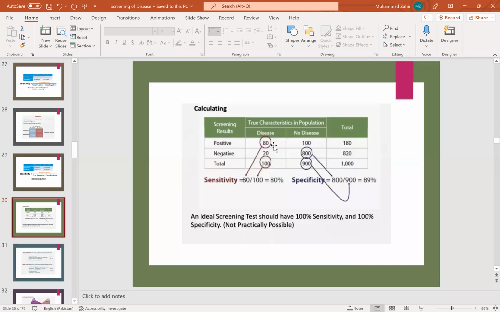So in this test, there are two characteristics in the population, disease or no disease, in this 2x2 table. If we want to calculate the sensitivity, I have told you it is true positive divided by total. So 80 by 100 would be 80%. And in this case, which is specificity, true negative divided by total. So it is like this and it is 89%. An ideal screening test should have 100% sensitivity and 100% specificity, but this is not practically possible.